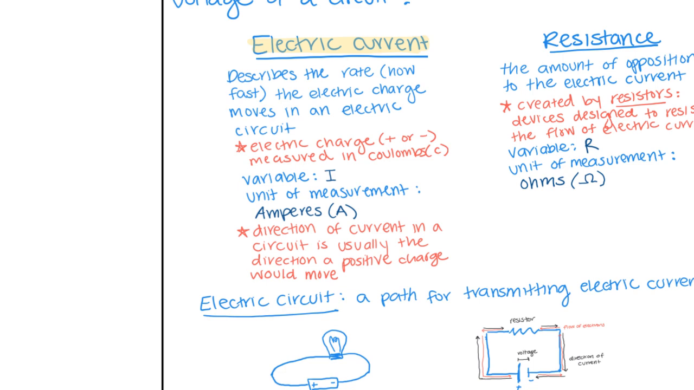Now, the direction of a current in a circuit is usually the direction of a positive charge. Remember, we're talking about how fast an electric charge is moving. We depict what direction that charge is moving in a circuit. It is typically going to follow the direction of the positive charge. And I will talk about what that means in just a moment once we get to an illustration of an electric circuit. But just note that whenever we're drawing the direction of a current, we are drawing it in the direction that a positive charge would move through a circuit.